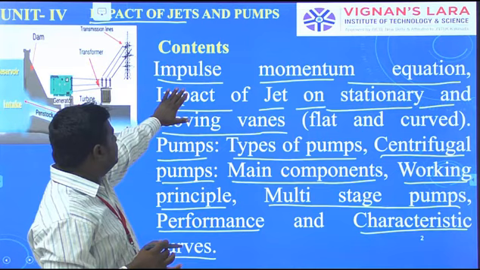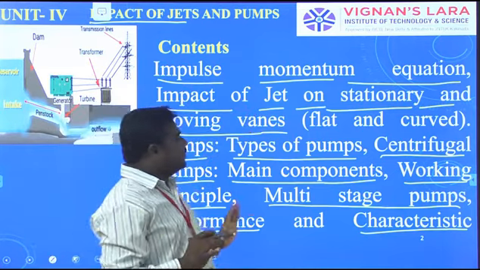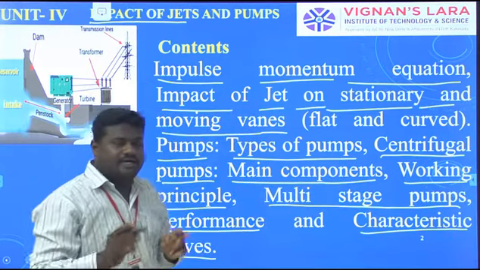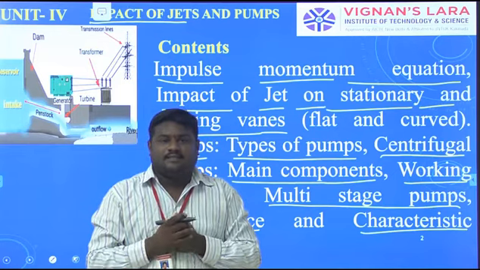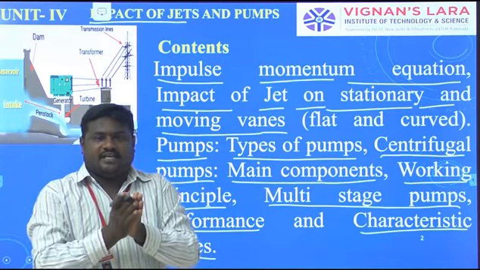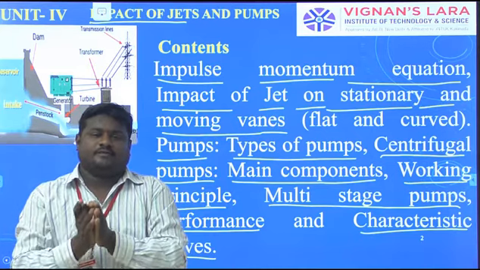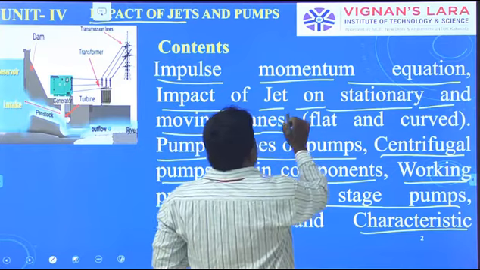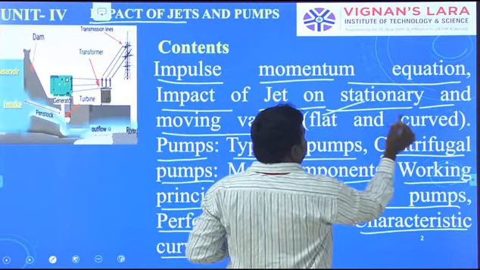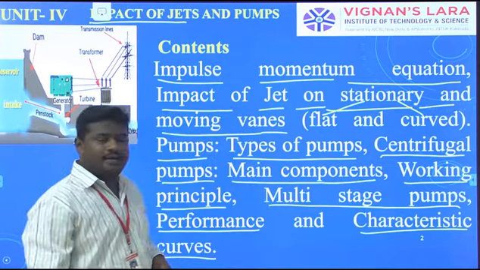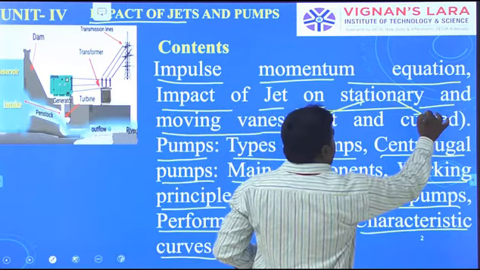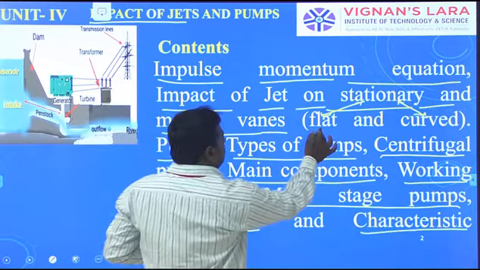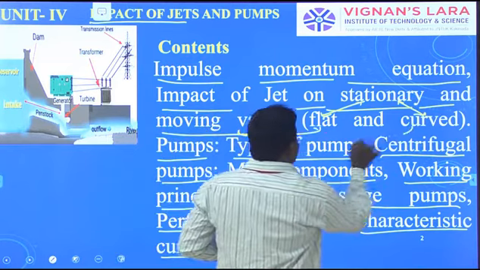The first thing is the impulse momentum equation: impact of jets on stationary and moving blades. Here there are two types of blades, the stationary blades, or stationary vanes, as well as the moving vanes. For each, the impact of jets has a flat and a curved case. The same applies to the moving vanes: there is a flat one and a curved one.